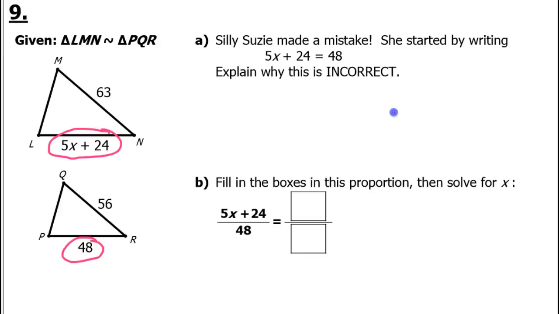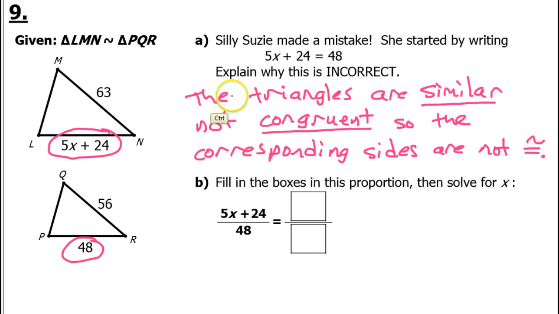Susie doesn't understand that they are similar, not congruent. Right, these triangles are similar, not congruent. If the triangles were congruent, then the corresponding sides would be equal. But here we have a big triangle and a smaller triangle, as you can have when triangles are similar. So the corresponding sides are not going to be equal. They're not going to be congruent. Let me write that down. All right, so the triangles are similar, not congruent, so the corresponding sides are not congruent. All right, fill in the boxes in this proportion, then solve for x.